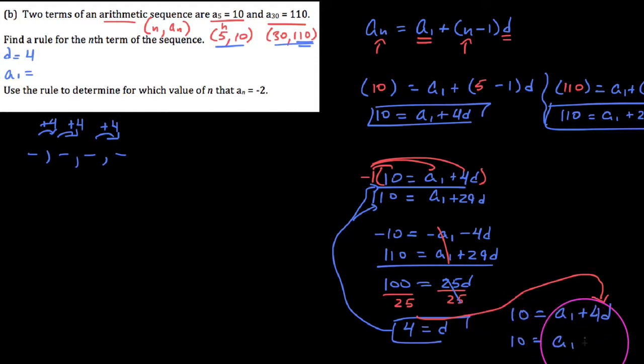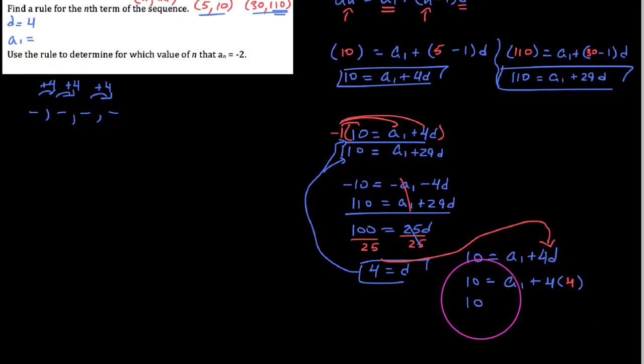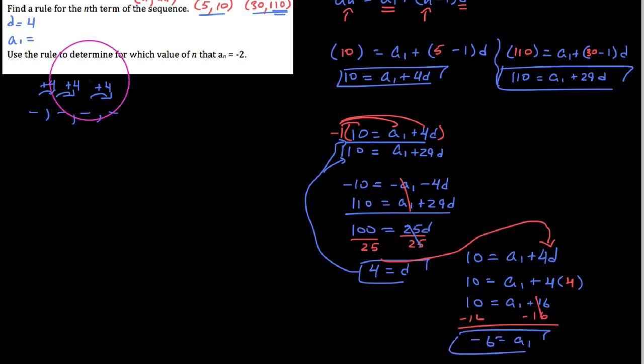So we get 10 is equal to a1 plus 4 times d, and in this case d is equal to 4. In other words, we get 10 equals a1 plus 16, and subtracting 16 from both sides of this equation, we can isolate a1, and a1 comes out to have a value of negative 6. Okay, so I'm going to write that up here, negative 6. And as a matter of fact, I'll write this on my rule.